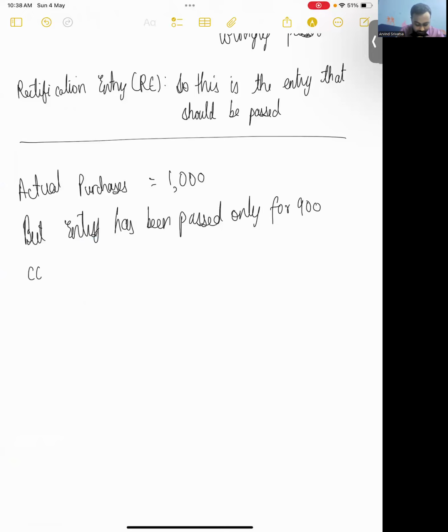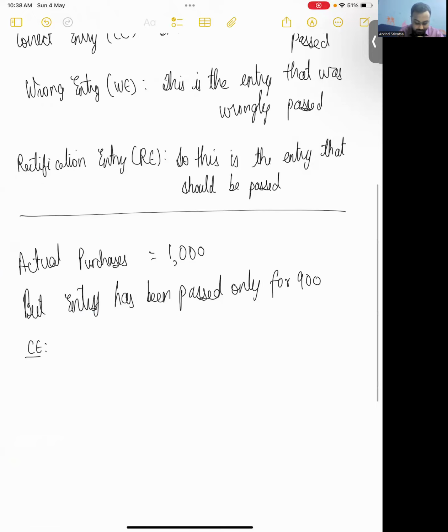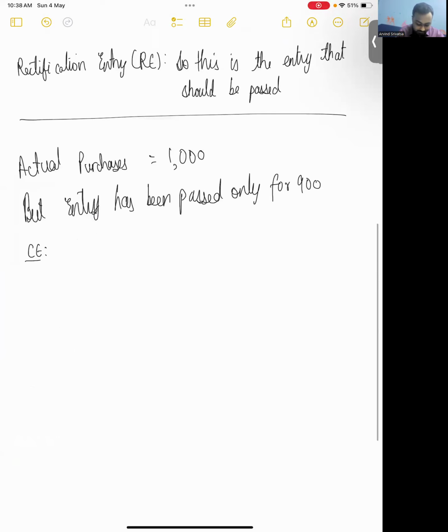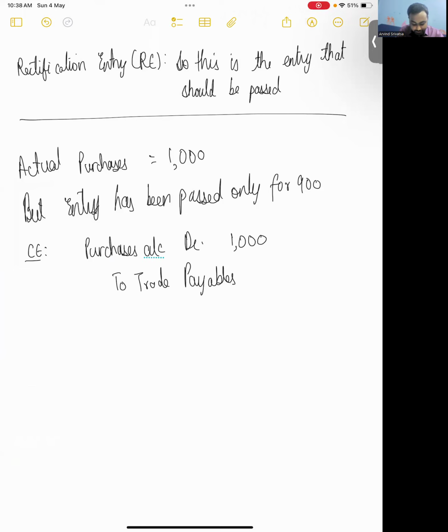So the correct entry that should have ideally been passed, what is it? Purchases account debit 1000 to trade payables. I'll just write TP next time, 1000. So what is the wrong entry that has been passed? We have wrongly passed the amount only in purchases.